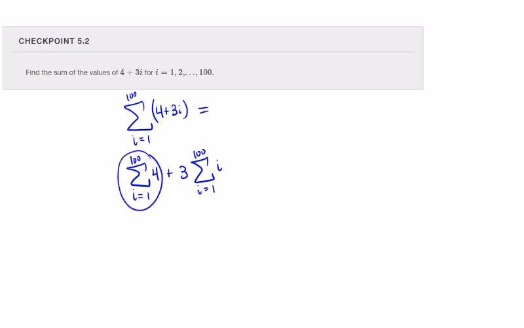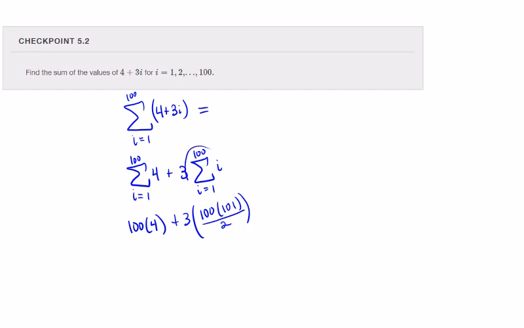All right, so now let's go ahead and evaluate this, right? What does this one come out to be? Yeah, so that's the one that's n times the constant, right? When you have a constant right here, it's n times a constant, so 100 times 4. So now do this one. So we know it's going to be 3 times something, right? So what does this come out to be?